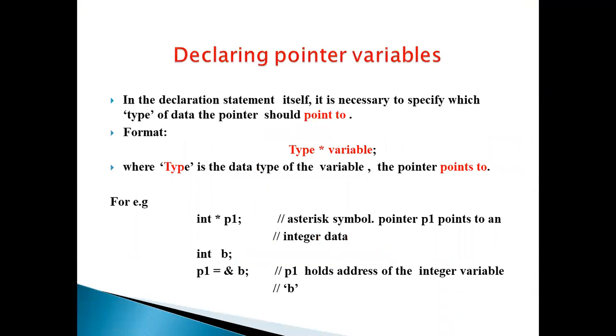Declaring pointer variables. In the declaration statement itself, it is necessary to specify which type of data the pointer should point to. The format is type *variable, where type is the data type of the variable the pointer points to. For example, int *p1. Here p1 is the pointer. Int b is an ordinary variable. p1 = &b, that is, p1 holds the address of the integer variable b.